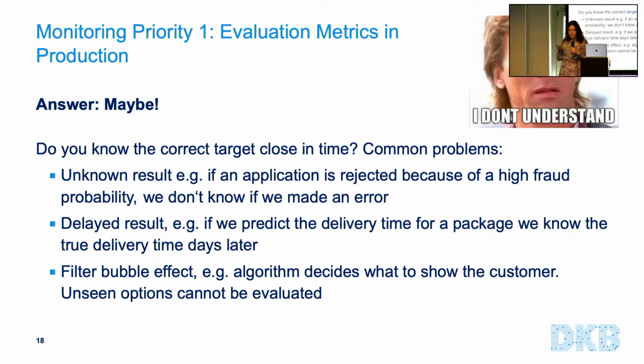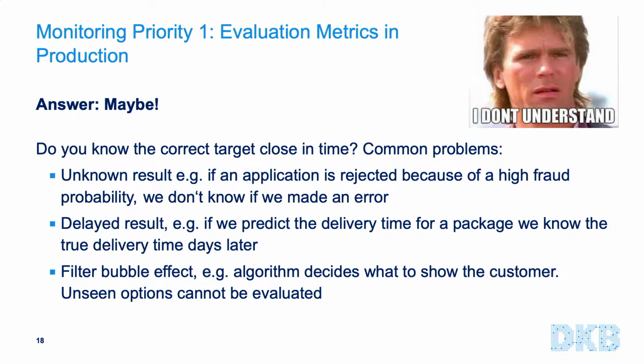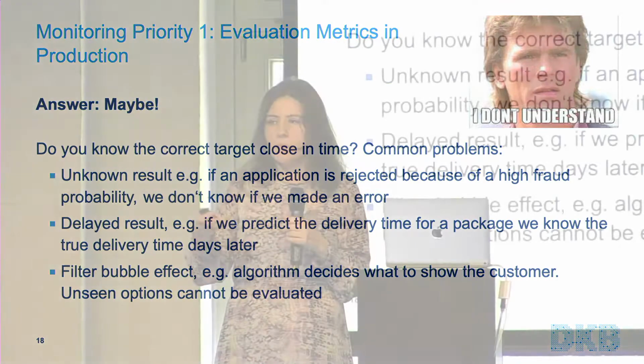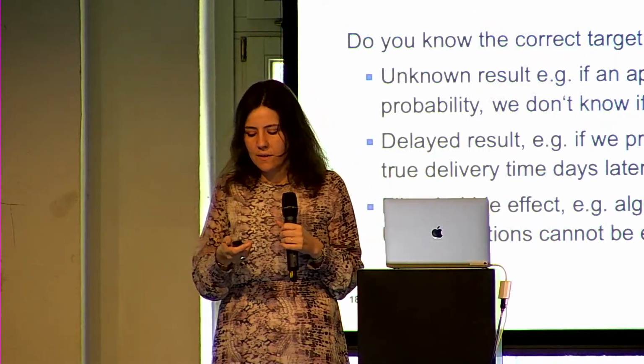Another example for a delayed result would be a food delivery service. You say your food will be there in 1 hour and it took 40 minutes, then you know you made an error of the difference between 40 minutes and 1 hour. And then maybe you don't have the target close in time because you have a filter bubble effect. We have that in recommendations a lot. If you recommend 5 articles, you don't know if another 5 articles would be better, because you never observed the customer's reaction to the other 5 articles.